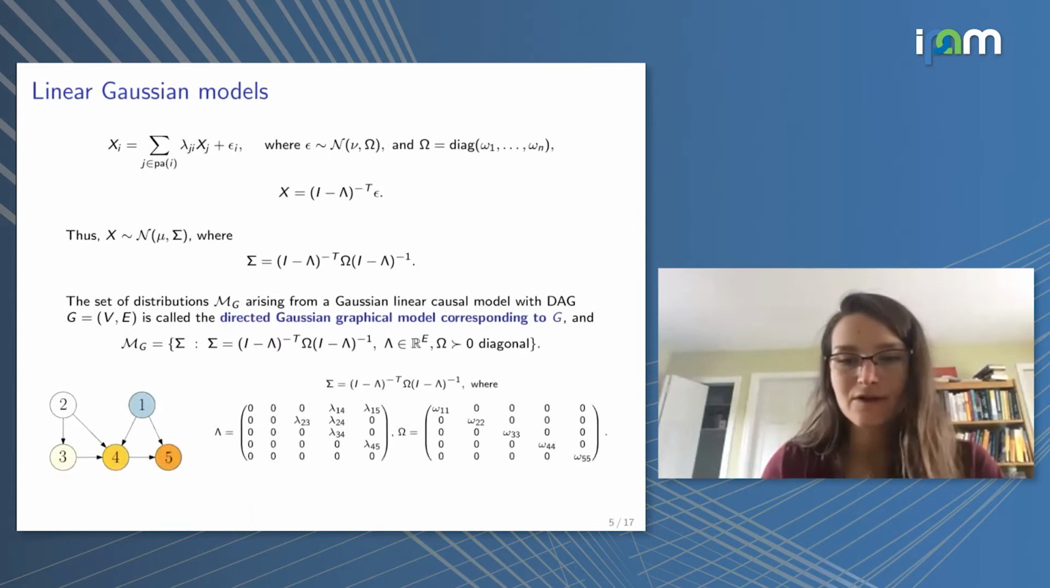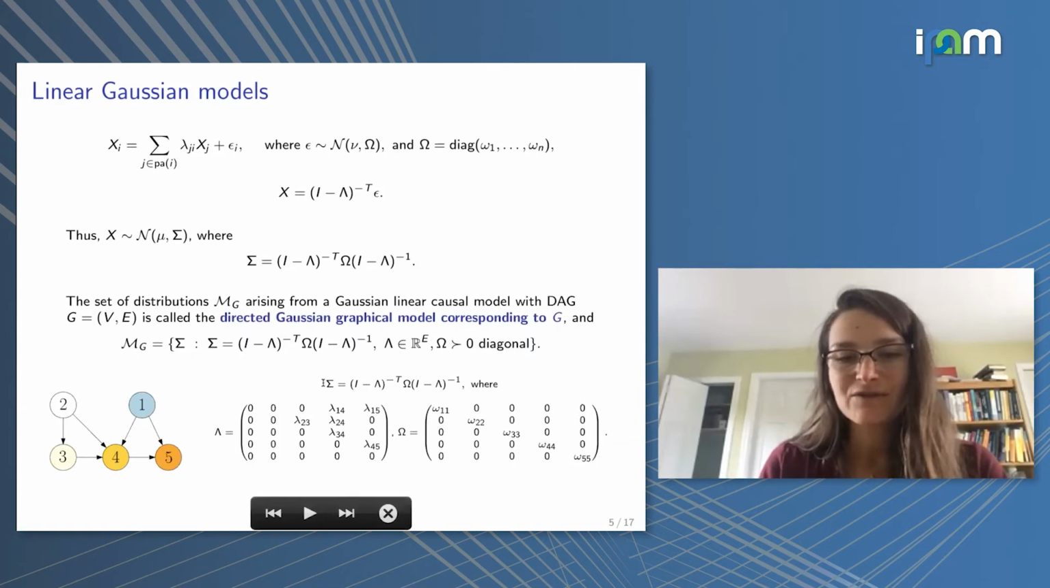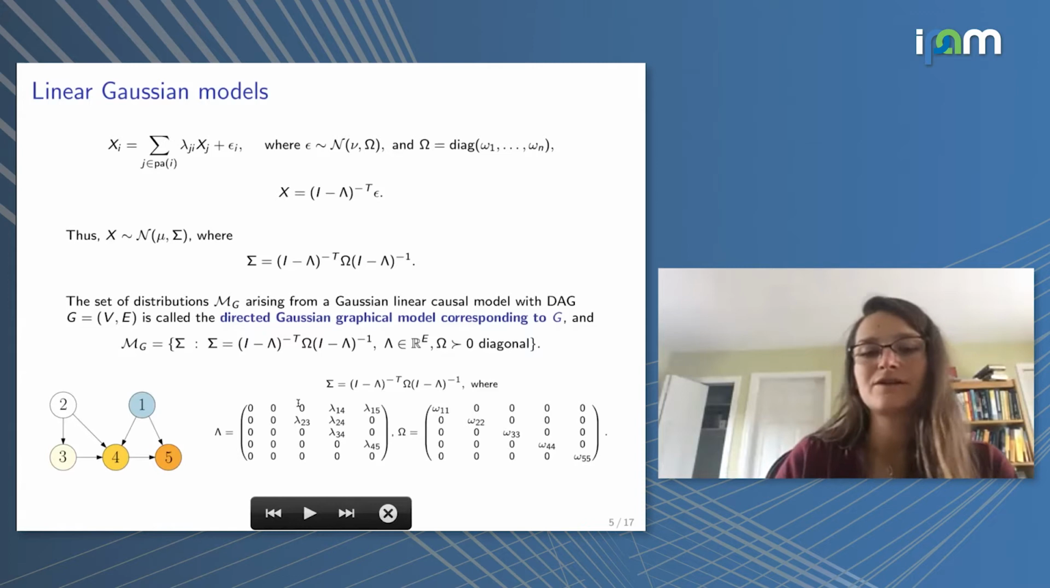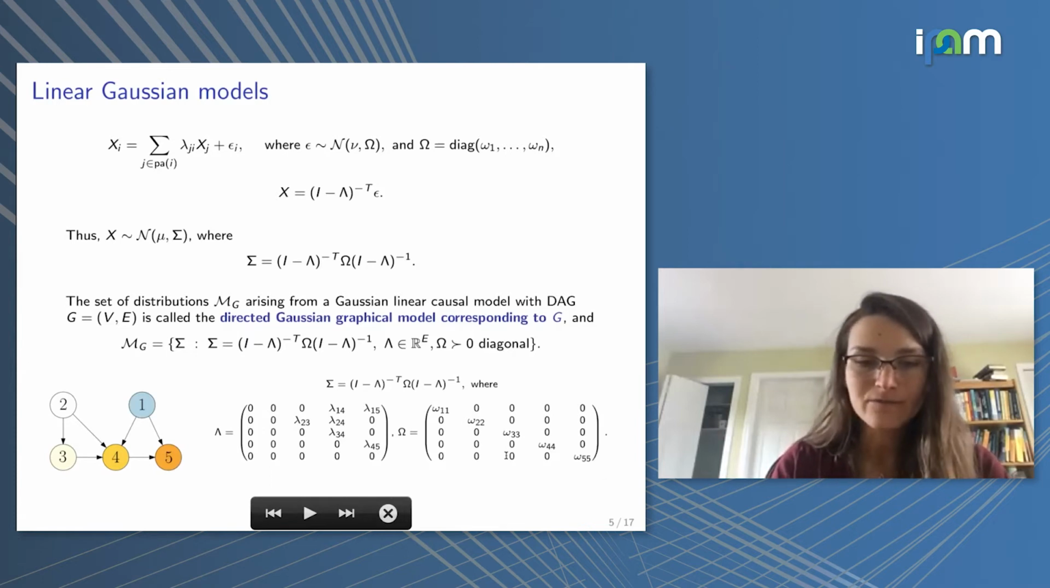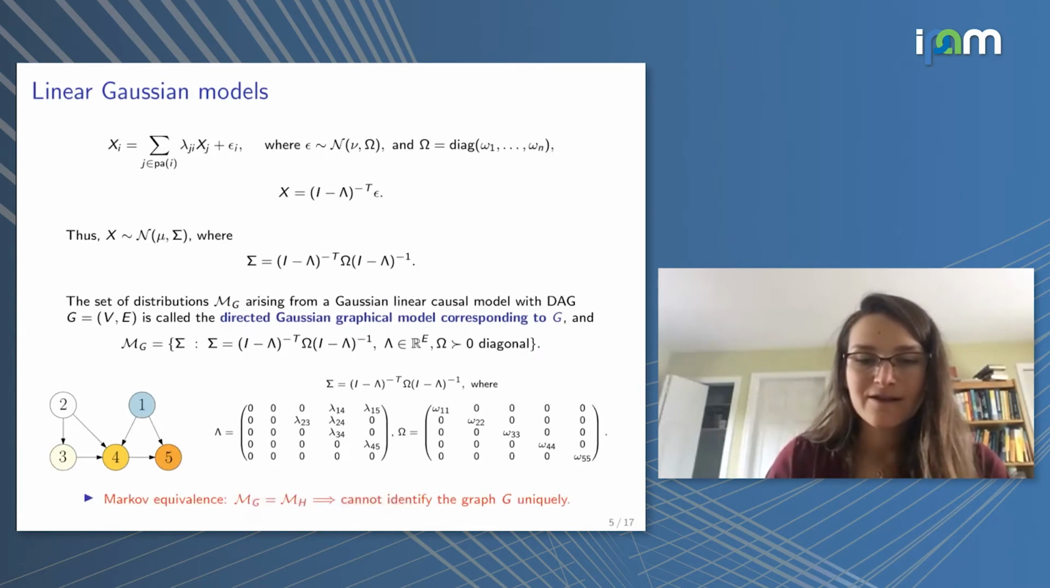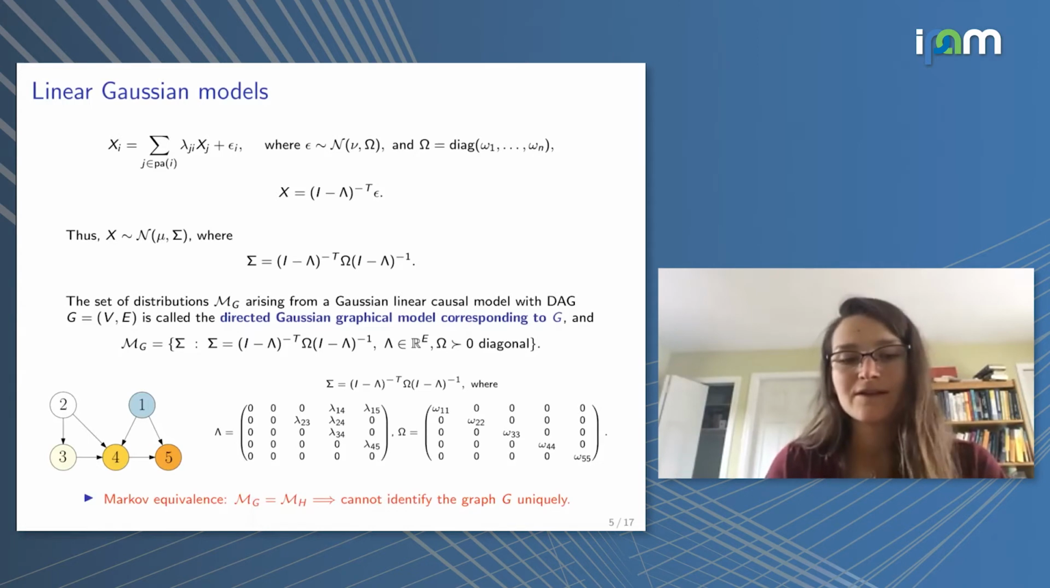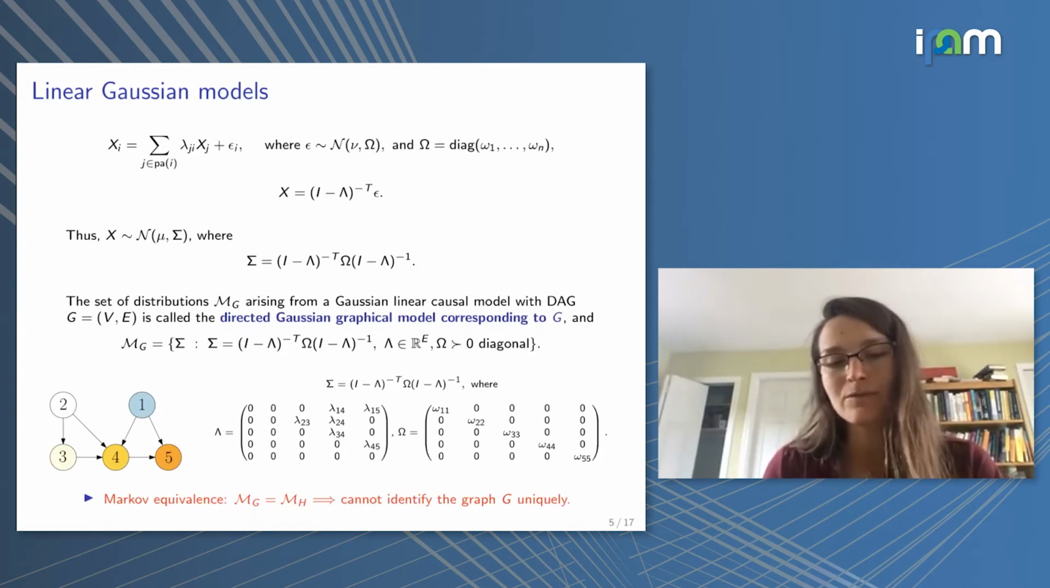And so here's this graph that we had from before. The parameterization of the covariance matrix can be written like this: (I minus lambda) inverse transpose, omega, and so on. And then lambda has this form, so it has zeros if there's no edge, and otherwise it has some entry. And then omega is positive definite diagonal. And the interesting thing that happens is that it's possible that two graphs give rise to the same model. And such graphs are also called Markov equivalent.